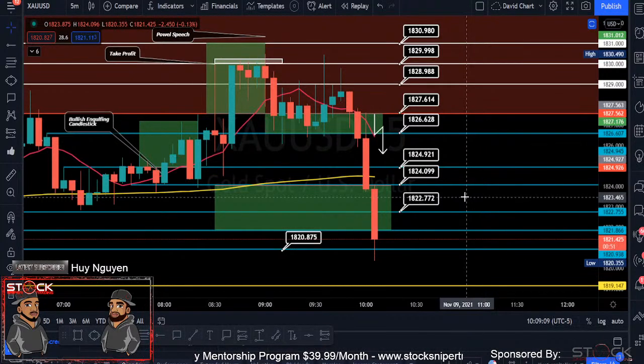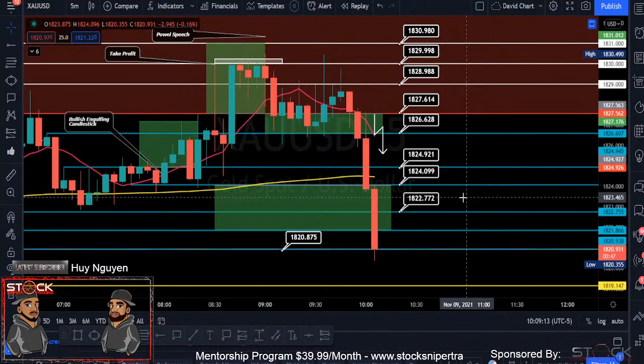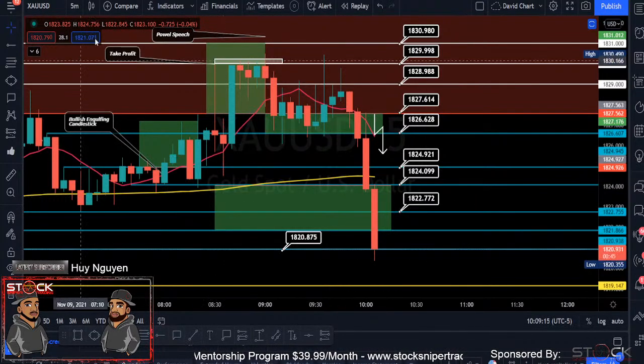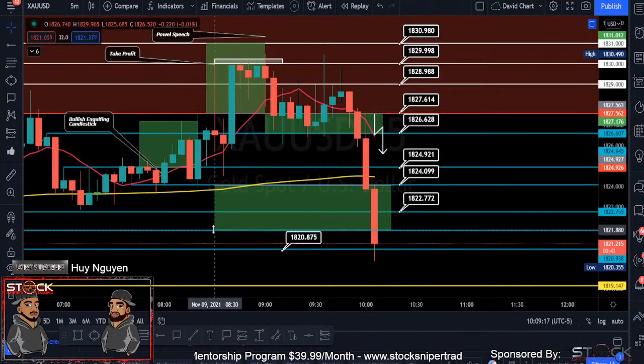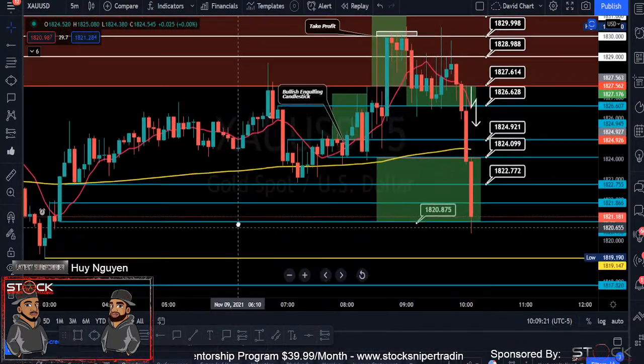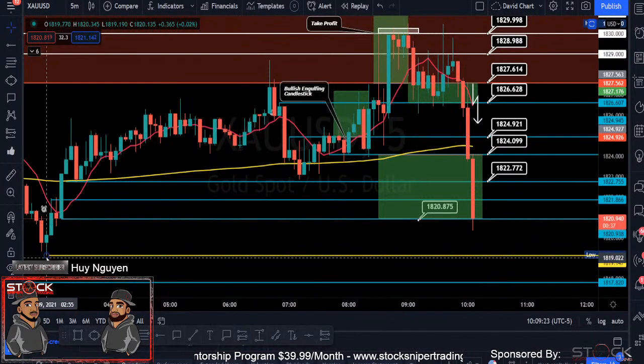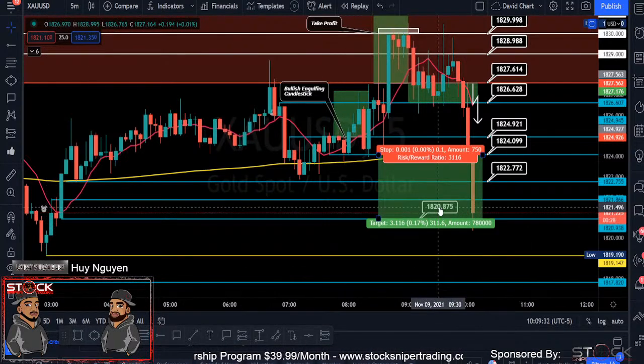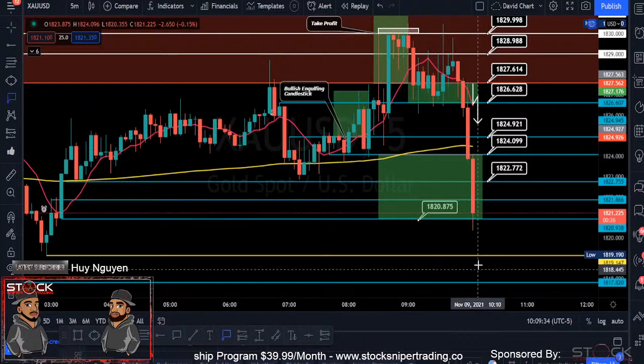All right, so guys, it's 10:09, and gold is still selling here. It's crazy. All right, so how far will it go? That's the next thing. It's going to go to most likely this area right here, 1819. Okay, if it's going to continue right through that movement, 1819 is the next area. And that's down here.